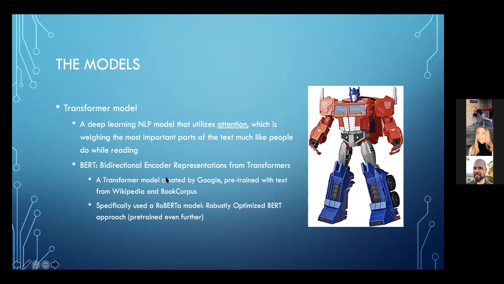So the BERT transformer is pre-trained by Google, so it's trained on text, which helps because it isn't just looking at the words, but it's looking at the content of the words, because it's been trained on how sentences are formed. And beyond that, RoBERTa is even trained further and optimized, so that is a really good model to use.